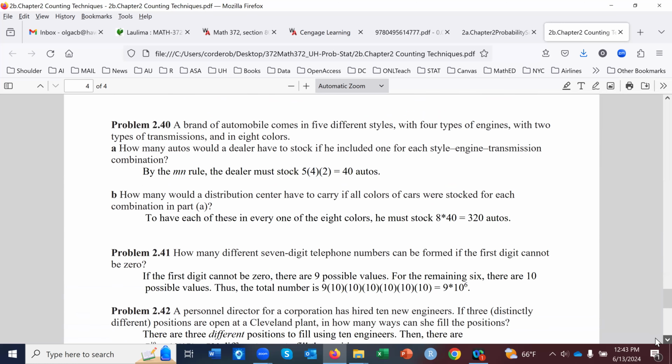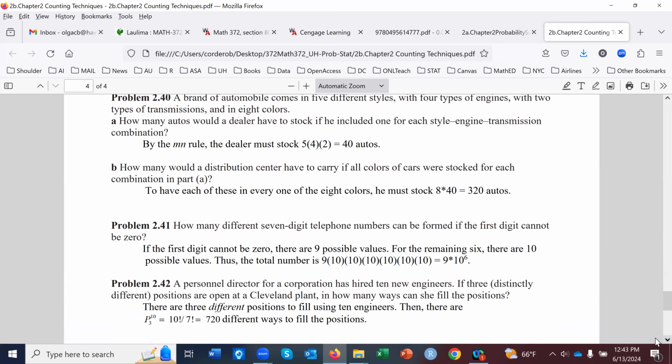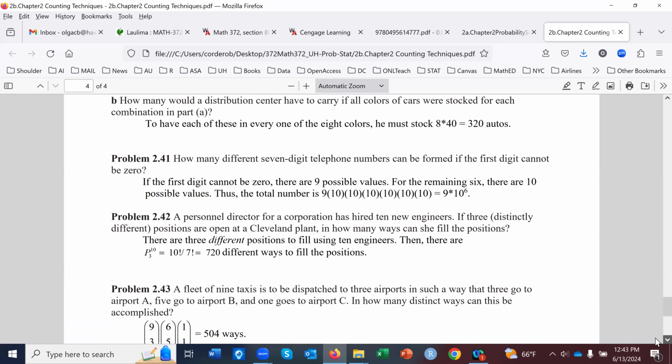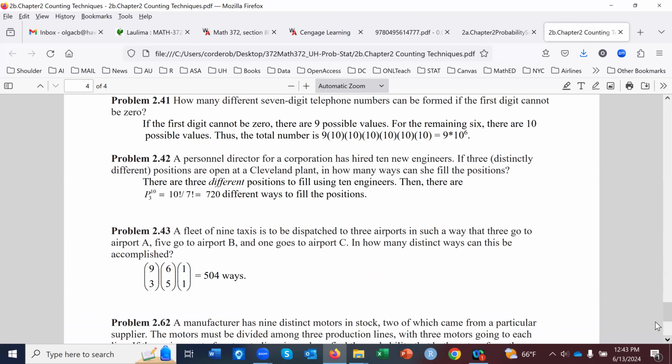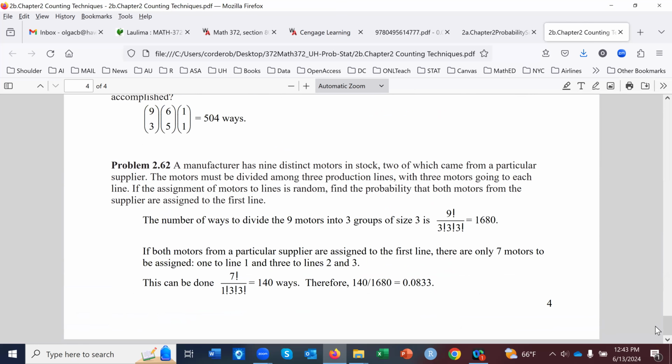Okay, so these are some examples for you to review, problems from the board. You can study them, convince yourself of them, and you can work on the homework.